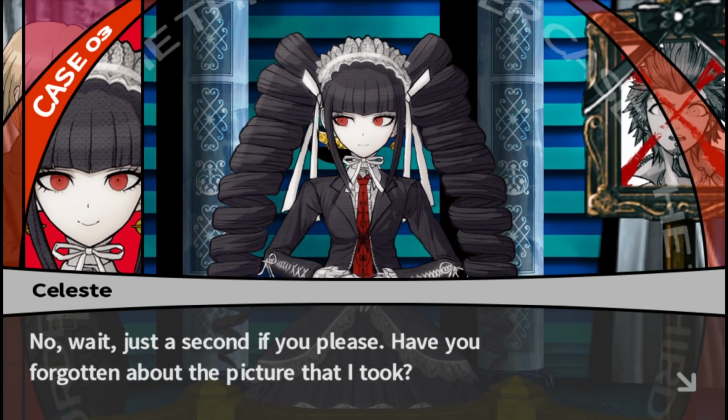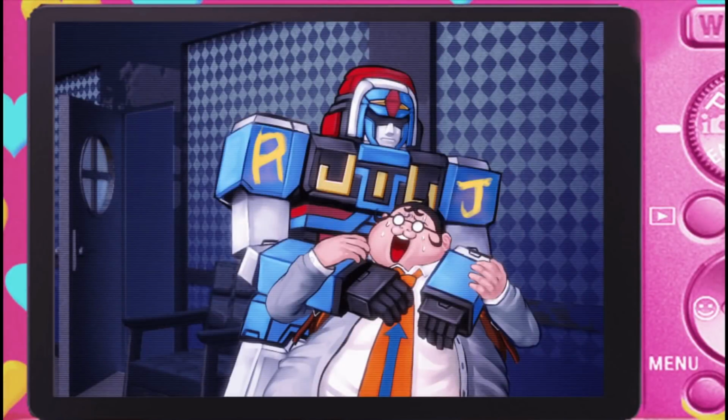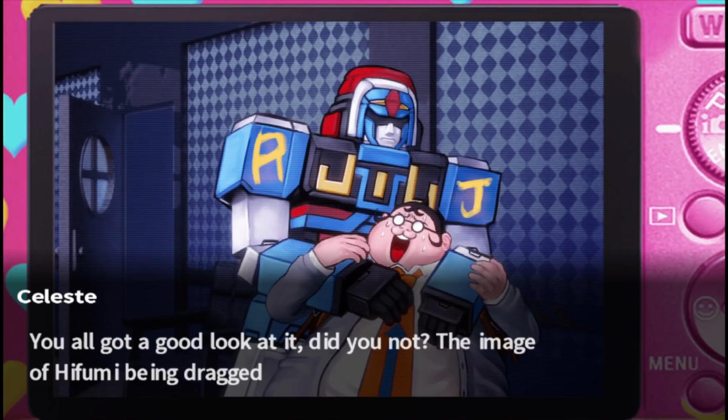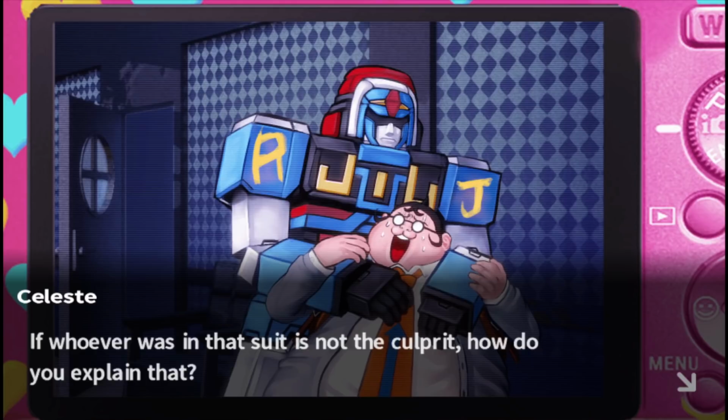Have you forgotten about the picture that I took? Nope. That's the problem. You all got a good look at it, did you not? The image of Hifumi being dragged away by Robo Justice? If whoever was in that suit is not the culprit, how do you explain that?